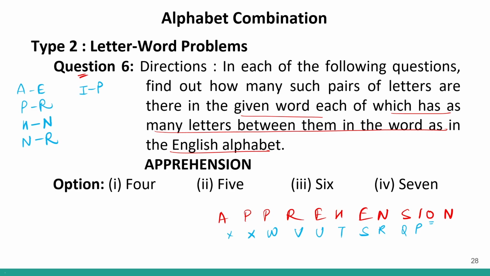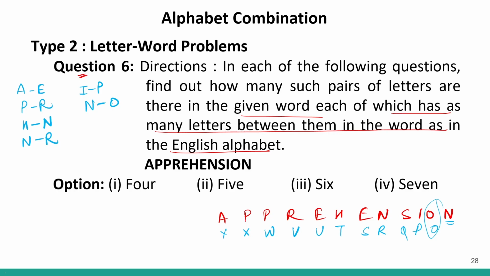We have P, Q, R, S, T. Do we have anything in common? No. Here we will have P, so nothing in common. Let us move on to N. After N, we will have O, P, Q, R, S, T, U, V, W, X, Y. Do we see anything in common? Yes, O. So the next pair will be N, O.